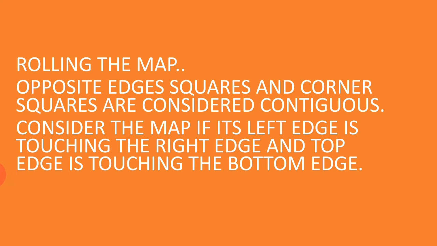So rolling the map. Opposite edges squares and the corner squares are considered contiguous. Consider the map as if its left edge is touching the right edge and top edge is touching the bottom edge. Now we'll understand it better through an example.